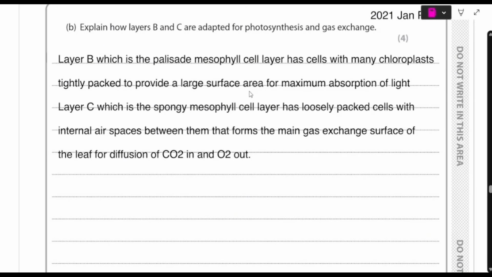So the palisade mesophyll layer B mainly contains many chloroplasts tightly packed for maximum absorption of light. And the spongy mesophyll layer is loosely packed with cells with internal spaces, so it allows gas exchange such as diffusion of oxygen out and carbon dioxide in.